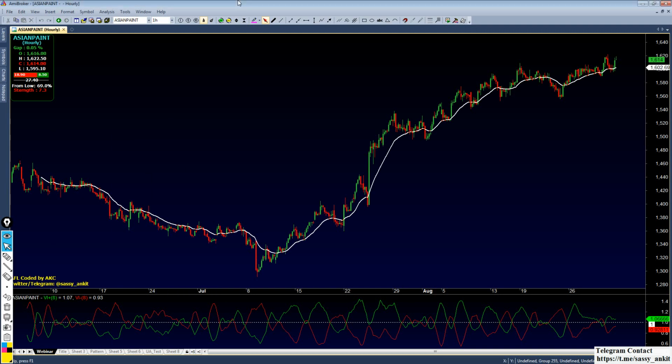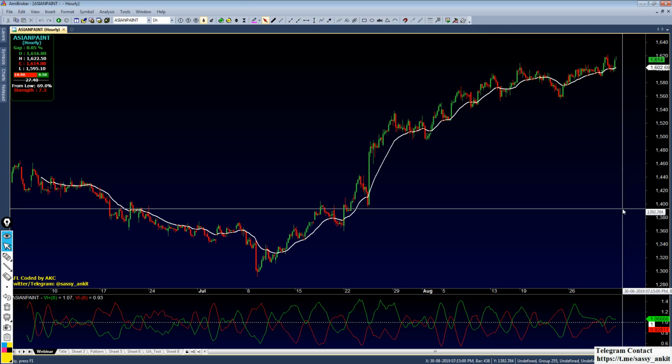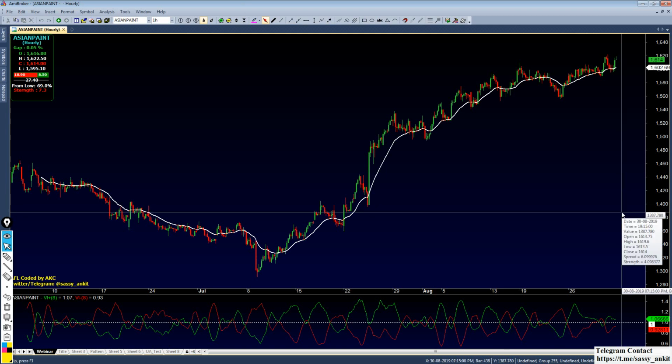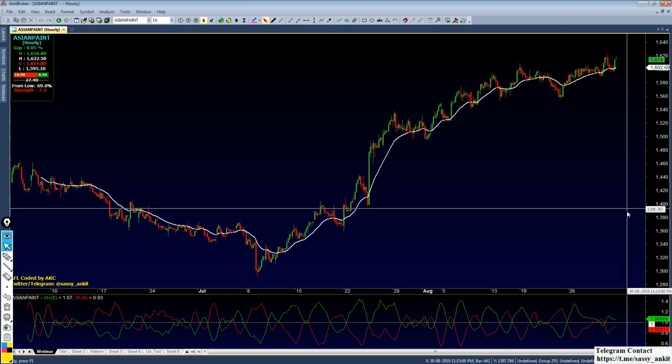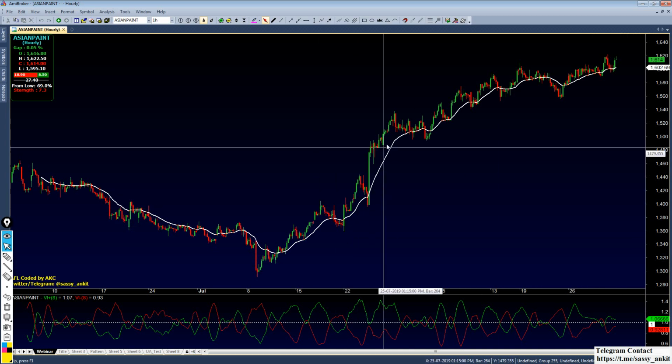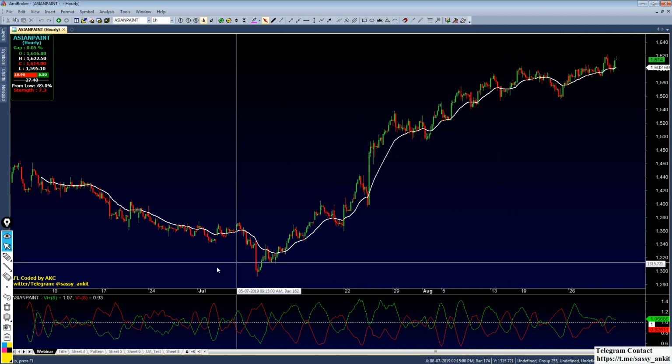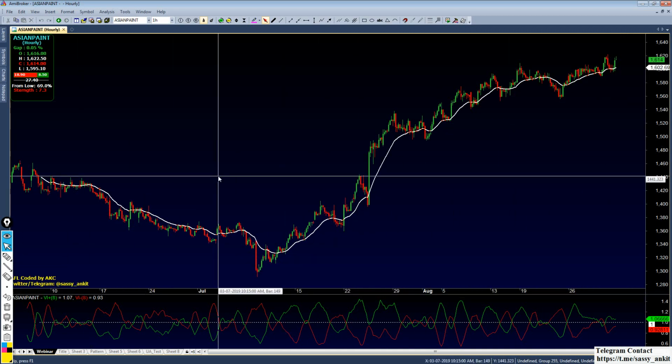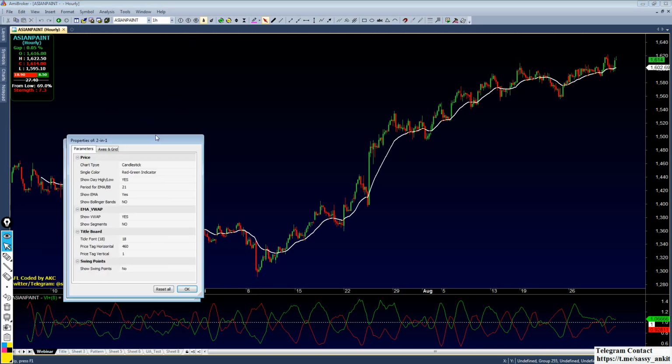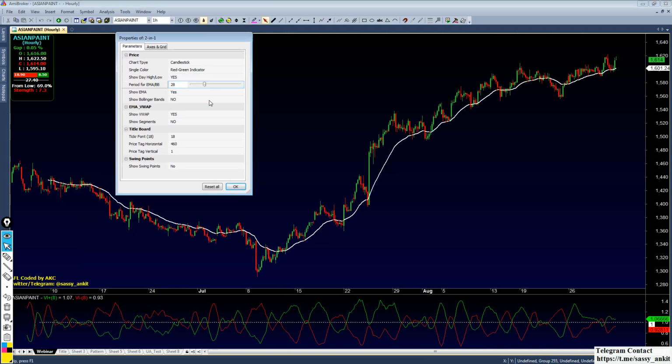Okay, in this video we will see how we will use Bollinger Band in the same context of dynamic support and resistance. So let's begin. First, identify the period for which this particular stock is having a dynamic support.